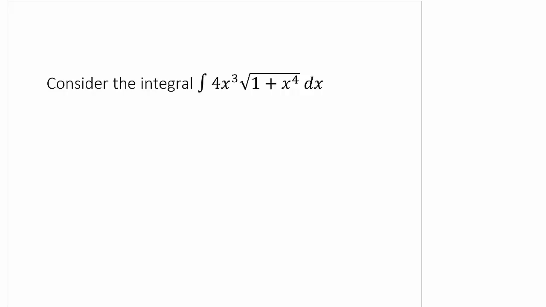But what I want you to notice is that, see this inside part right here? If we were to consider the chain rule that we learned in Calculus 1, notice that if g of x was 1 plus x to the fourth, its derivative, g prime of x, is 4x cubed. And notice how that derivative shows up within the integral. So now here's how the substitution idea works.